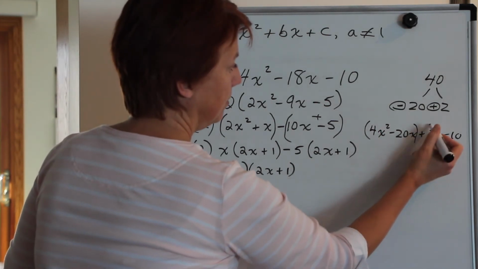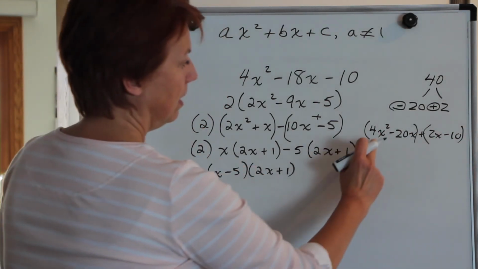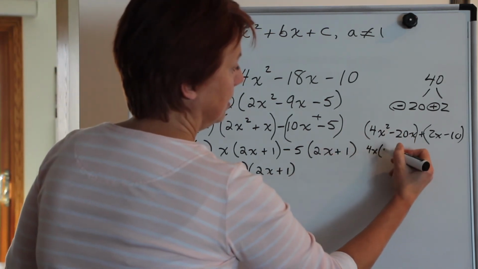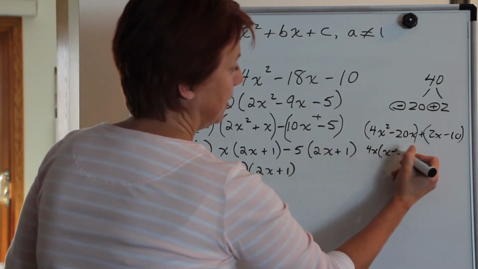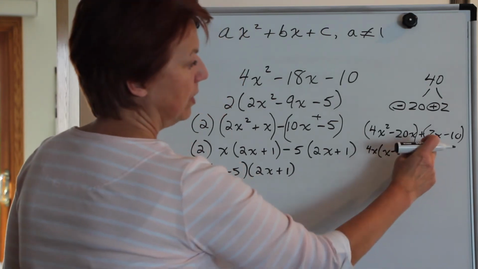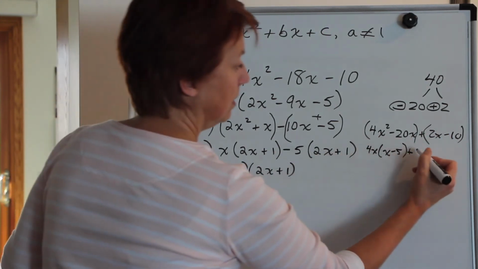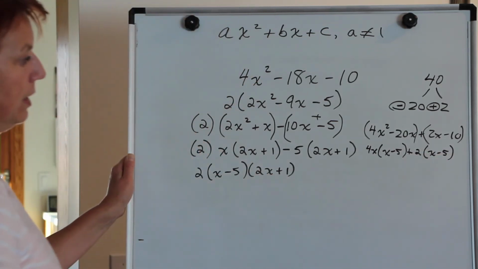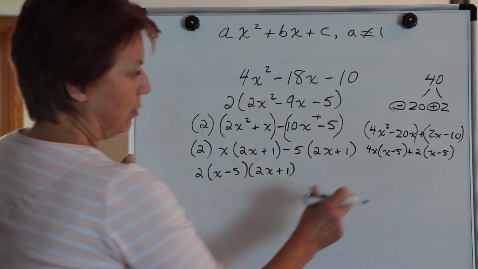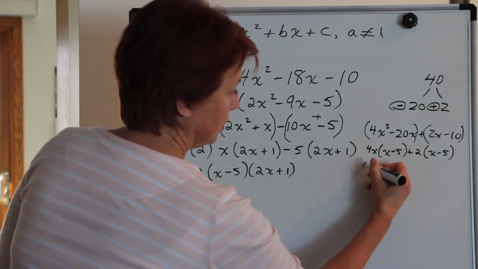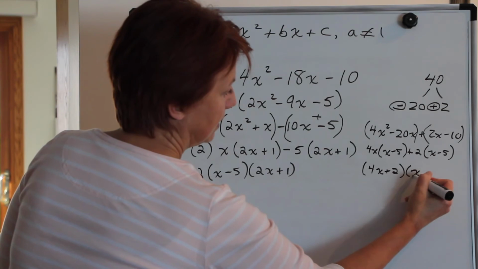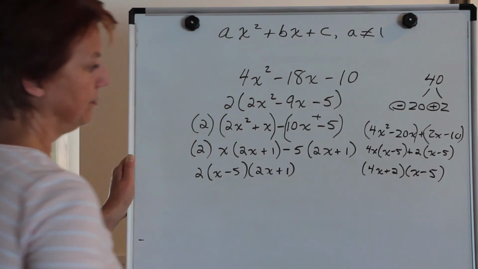Bracket, bracket, bracket, bracket. We have a common 4x. We're going to take that out. Leaves us with x minus 5 plus, we have a common 2, and it leaves us with x minus 5. Okay? So what we now have is 4x plus 2 and x minus 5 are the two factors.